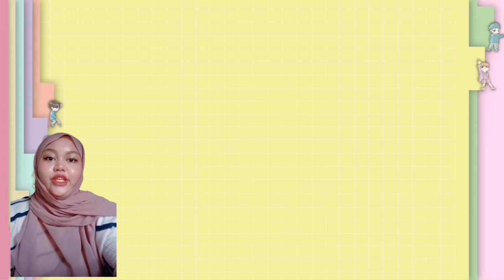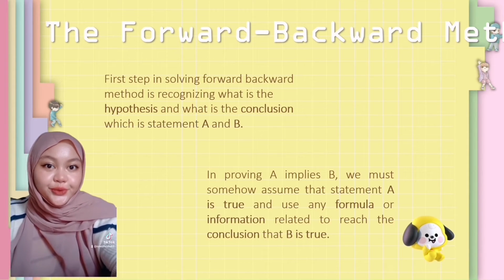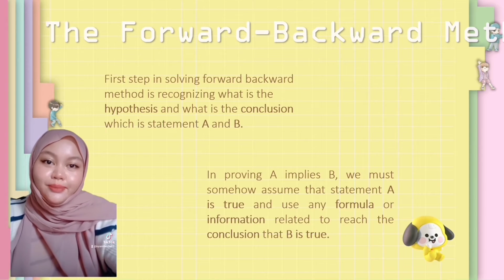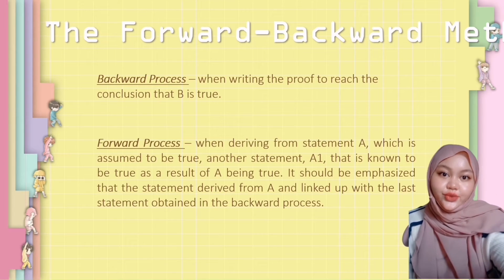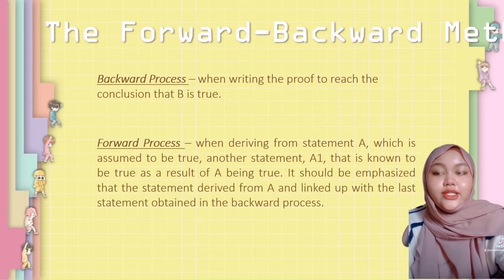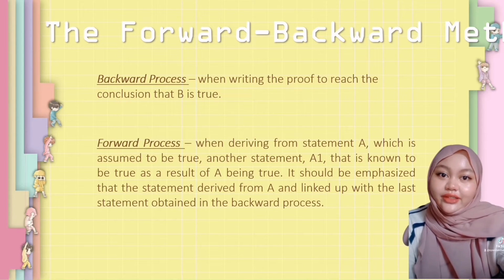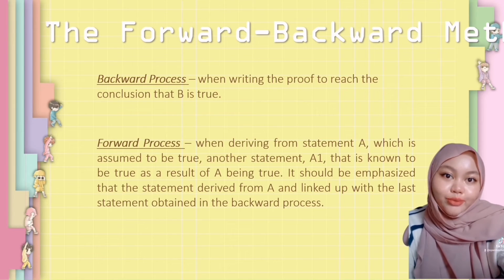After we recognize the hypothesis and the conclusion of the statement, we can assume that statement A is true, and use any related formula or information to reach the conclusion that B is true. The backward process is writing the proof to reach the conclusion that B is true, while the forward process is when we derive from statement A, which is assumed to be true, to another statement A1. The last statement will link up to the statement obtained in the backward process.